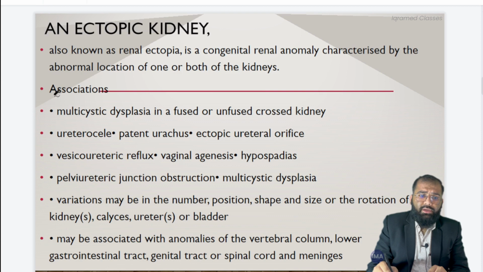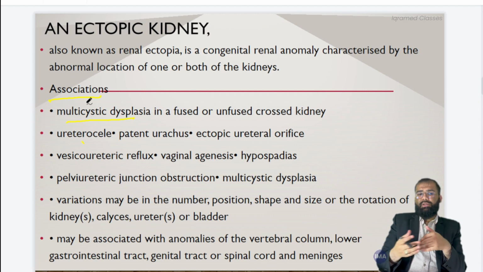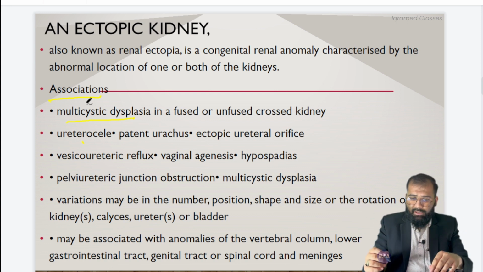It might also be associated with MCDK, multicystic dysplastic kidney. Whenever there is ectopic kidney, it can have ureterocele, vesico-ureteric reflux, PUJ obstruction, all these things might be associated with ectopic kidney, because whenever the kidney is ectopic, the course of the ureter also becomes ectopic, and then you might find that it is problematic.